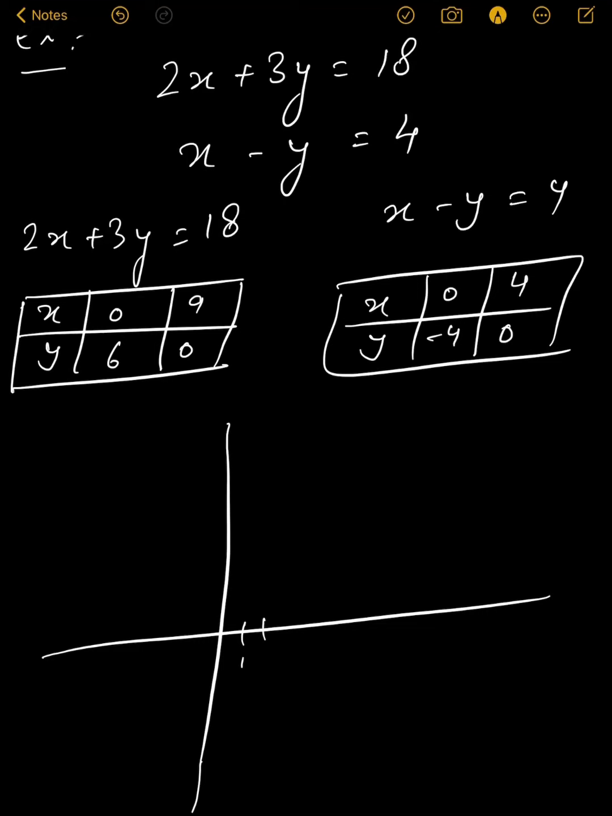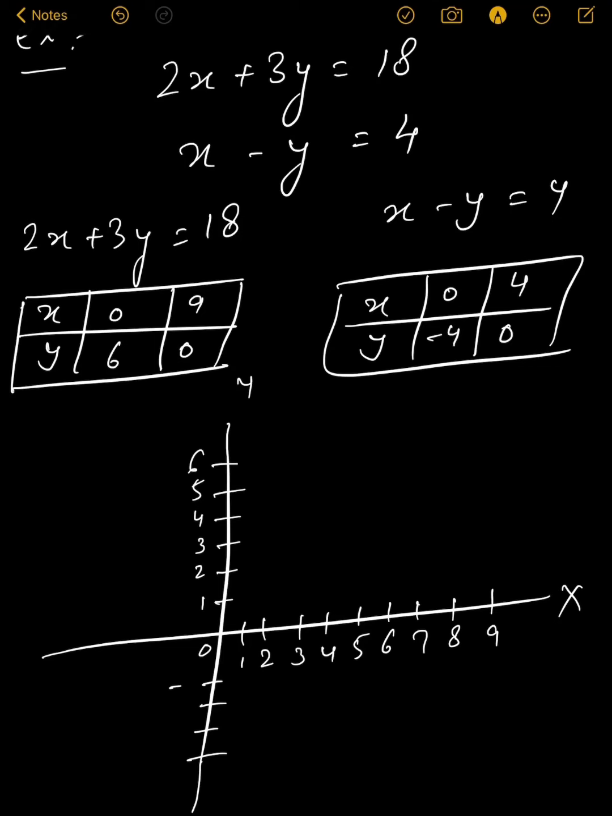1, 2, 3, 4. This is a rough estimate. 6, 7, 8 and 9. This is the x-axis and this is the y-axis. 1, 2, 3, 4, 5, 6. Minus 1, minus 2, minus 3, minus 4. This is origin. 1, 2, 3, 4, 5, 6. This is minus 1, minus 2, minus 3, minus 4.